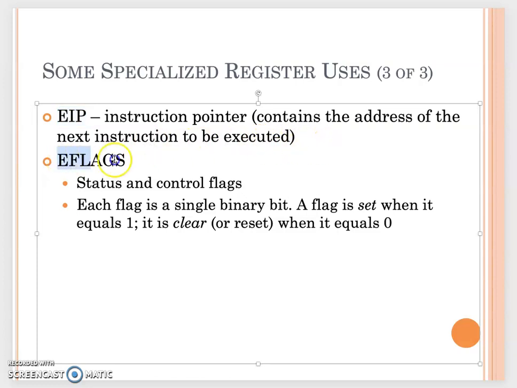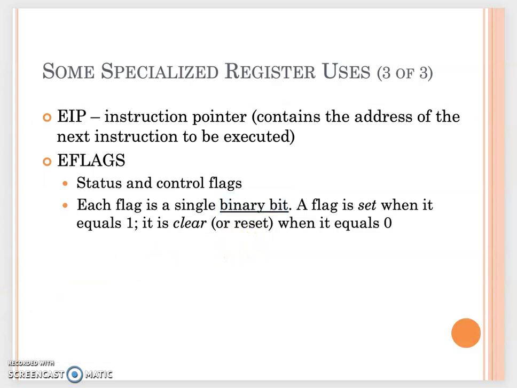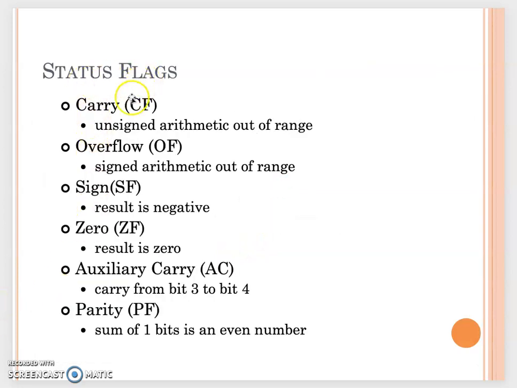Then we have the EFLAGS. The EFLAGS register holds the status and control flags. Each flag is only a single binary bit. For each single bit, if the flag is set, the bit equals 1. If the bit equals 0, the flag is clear. Those are all the status flags we will introduce in this class.